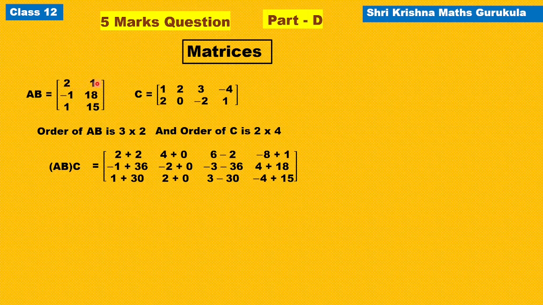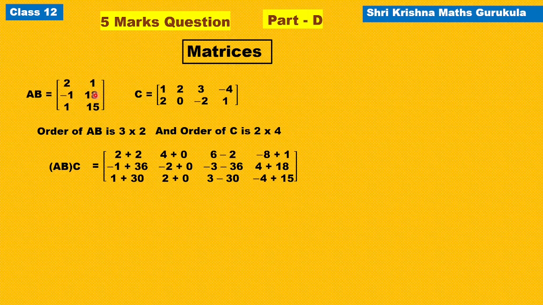Now, first row, second column. That gives us 2 into 2, 4 plus 1 into 0, 0. Then first row, third column, which gives us 2 into 3 as 6. Then 1 into minus 2 as minus 2. First row into fourth column. That gives us 2 into minus 4, which is minus 8. Then 1 into 1 gives us 1. So it is minus 8 plus 1. Now we are done with first row.